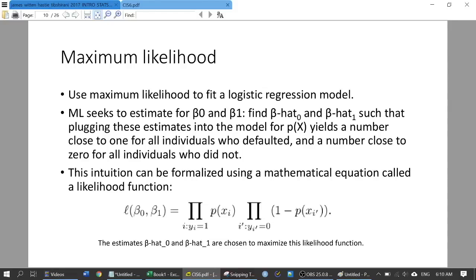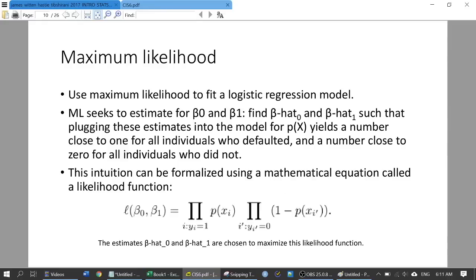But in maximum likelihood, what we do is try to maximize the likelihood, and the likelihood is given by the L function here. So L, the likelihood of beta naught and beta 1, is given by the product. This symbol is the product of p(x) multiplied with the product of 1 minus p(x).